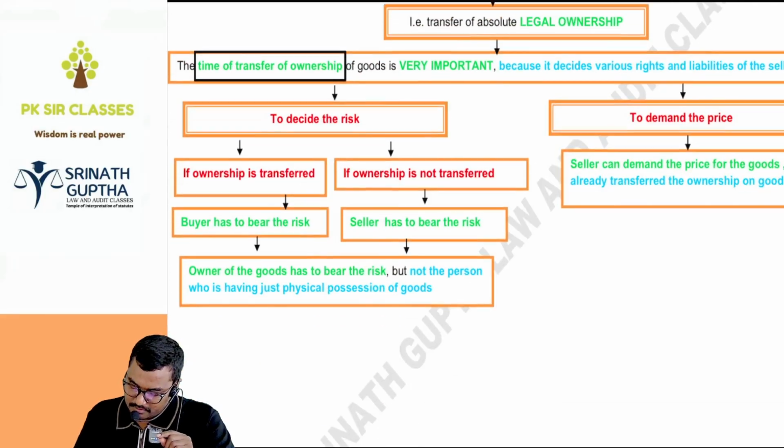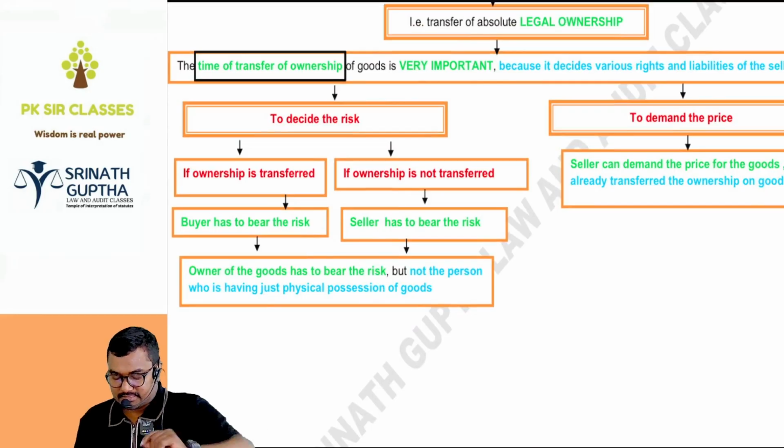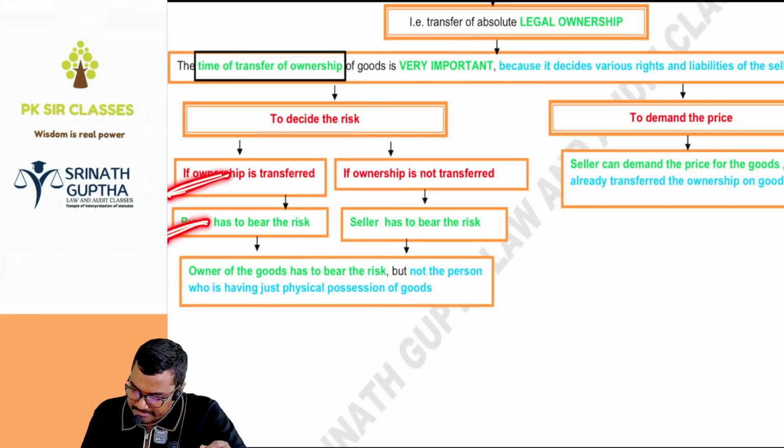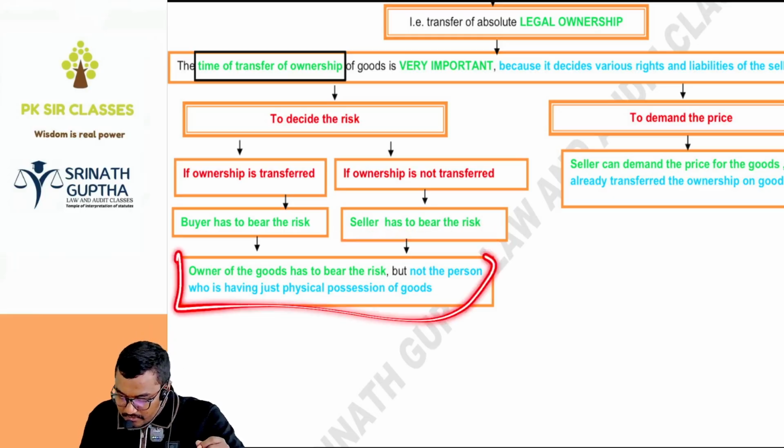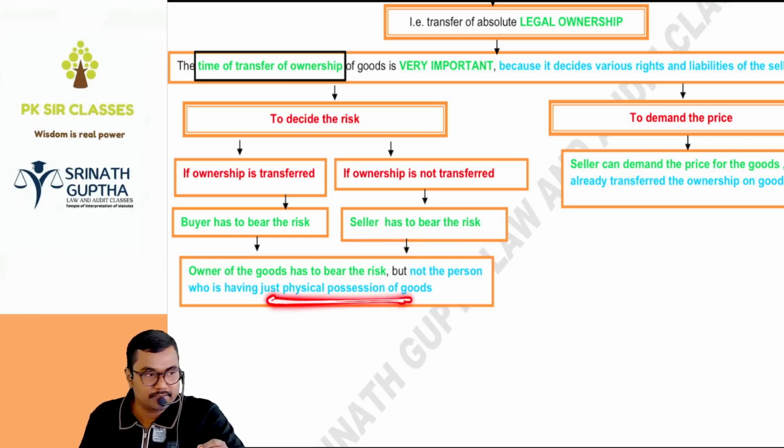To decide the risk, if ownership is transferred, buyer has to bear the risk of loss of the good. If ownership is not transferred, seller has to bear the risk of loss of the good. It is immaterial who is having the possession.